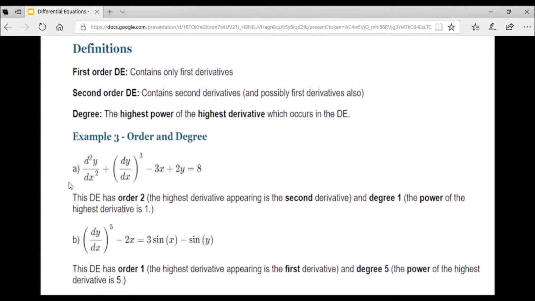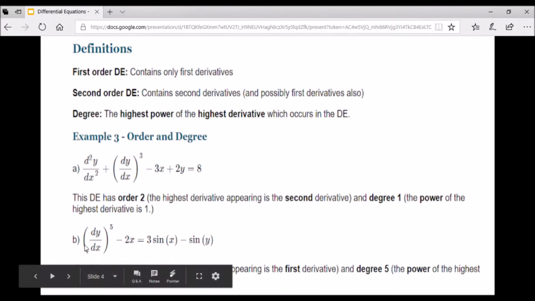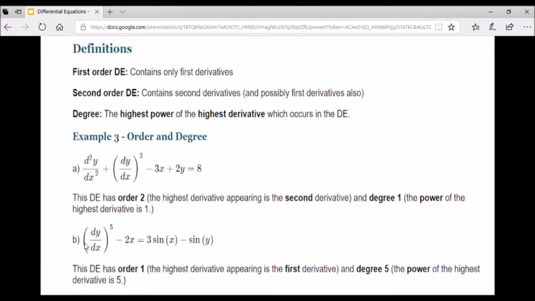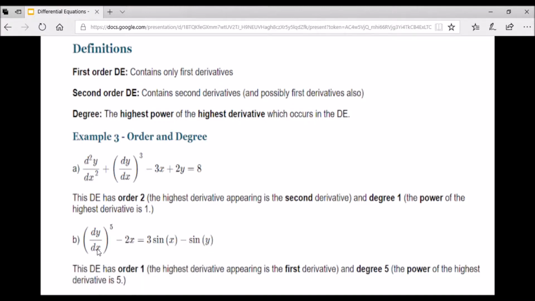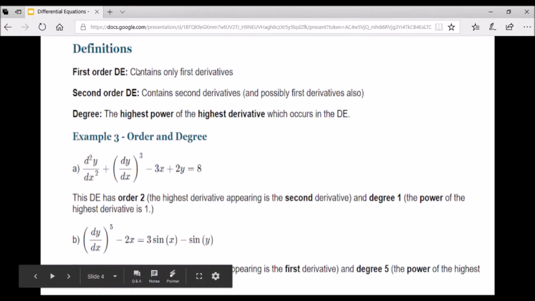So in example A, you can see that there's a second derivative and a first derivative. Because there's a second derivative, it belongs in the second order. And the power of the second derivative is 1, so its degree is 1, because the second derivative is the higher derivative. In example B, there's no second derivative but only a first derivative, and that makes it automatically the highest one, so its degree is going to be 5 because its power is 5, and because it only has a first derivative, it belongs in the first order.